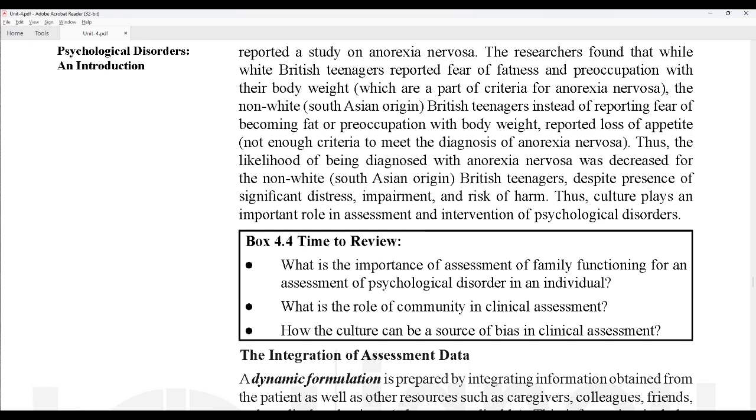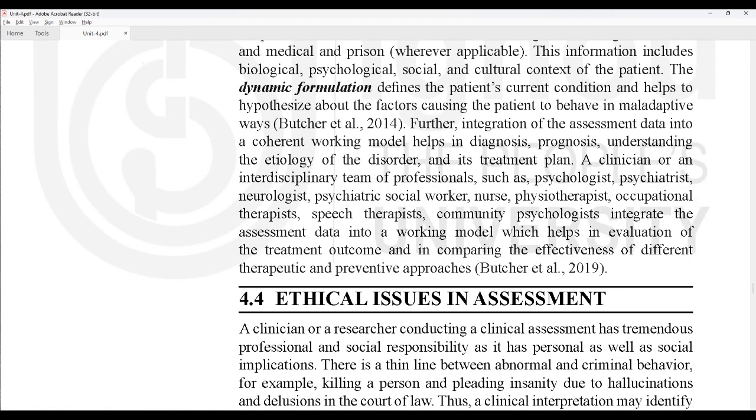The integration of assessment data. A dynamic formulation is prepared by integrating information obtained from the patient as well as other resources such as caregivers, colleagues, friends, and medical and prison records, wherever applicable. This information includes biological, psychological, social, and cultural context of the patient. The dynamic formulation defines the patient's current condition and helps to hypothesize about the factors causing the patient to behave in maladaptive ways.